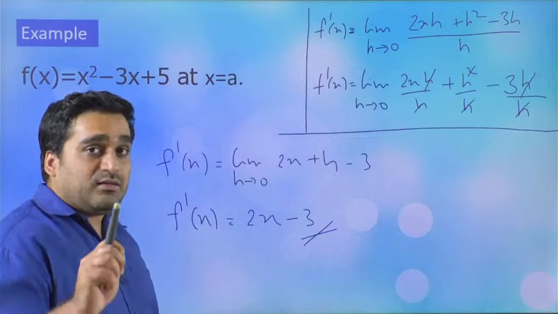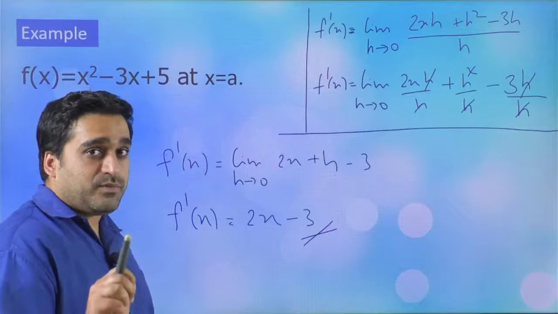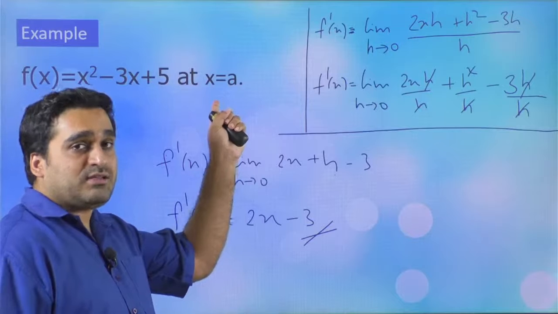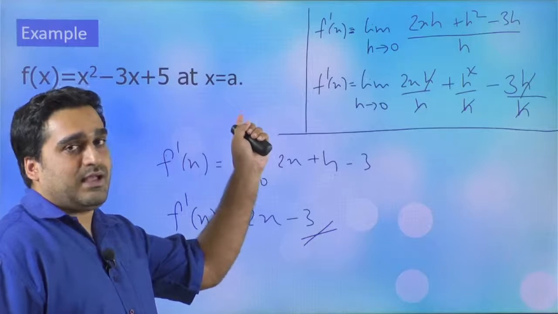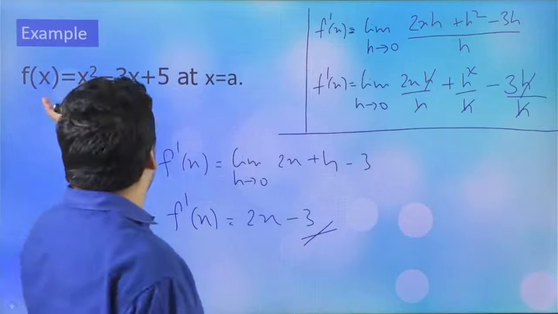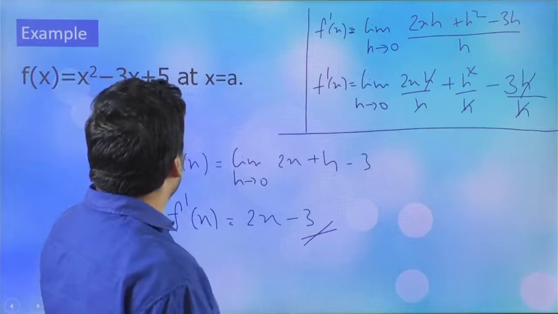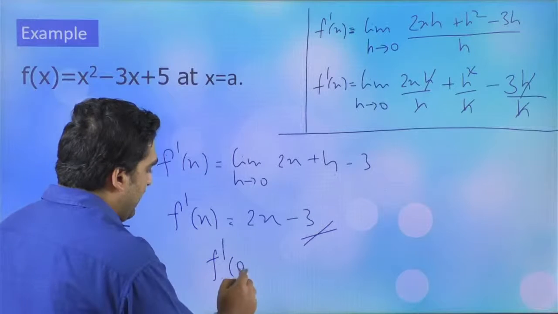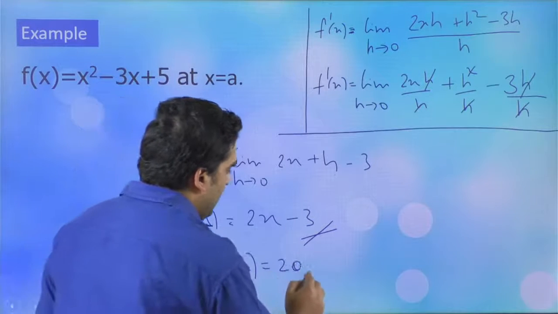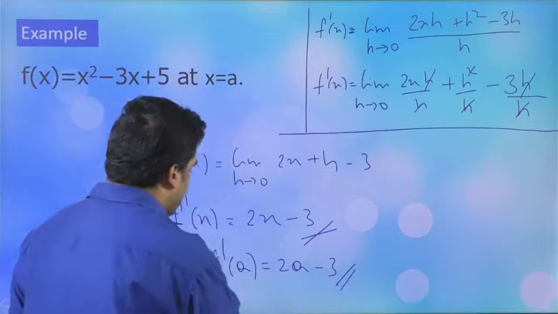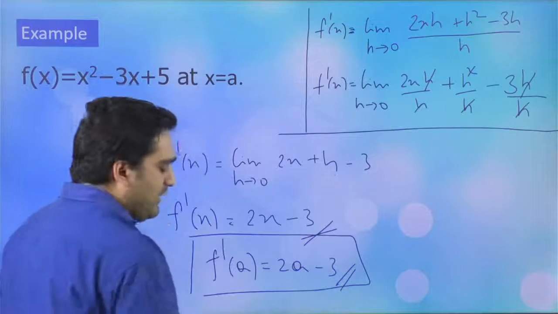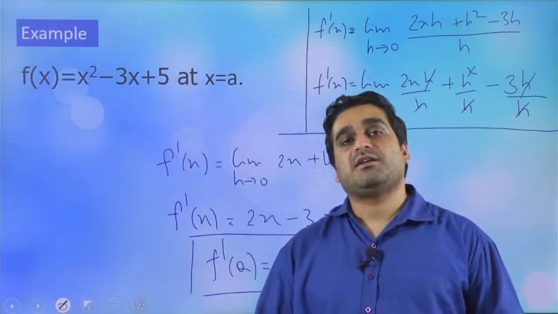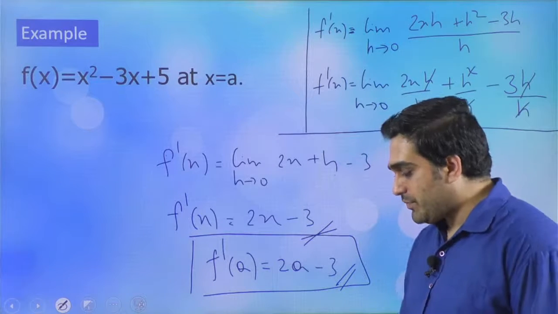But we're not done yet. There's one last step. And what is that step? We have to substitute that x, replace x with a, because it's written f of x, x squared minus 3x plus 5 at x equals a. So f prime of a will be equal to 2a minus 3. So this is how you find a derivative of a given equation using a tool in mathematics called limits.